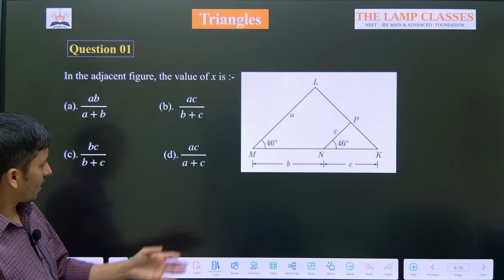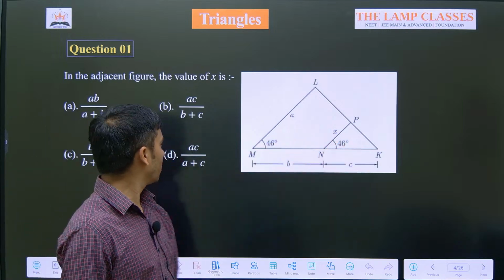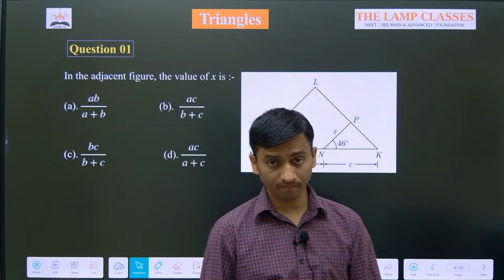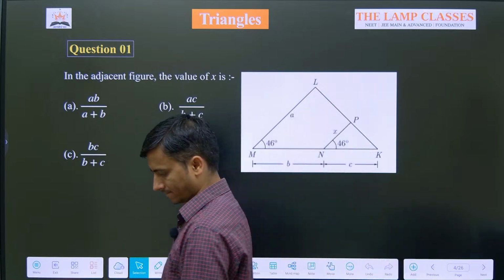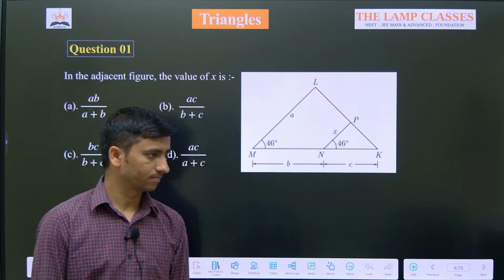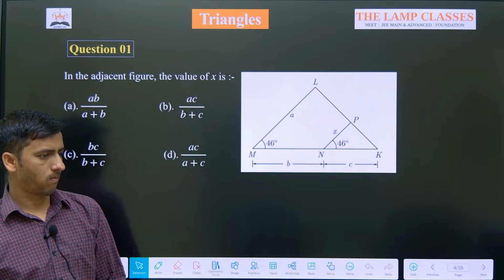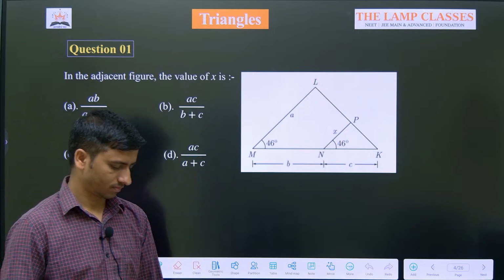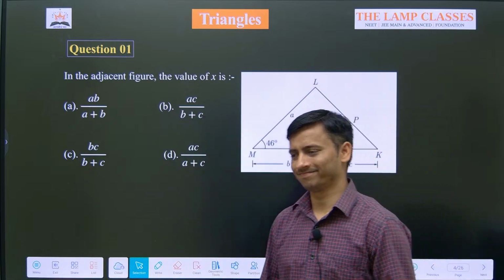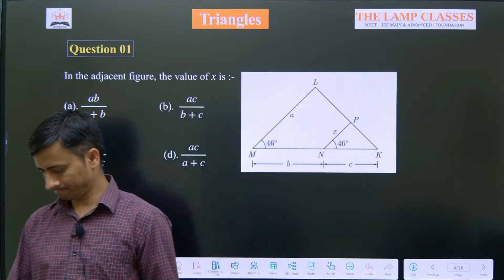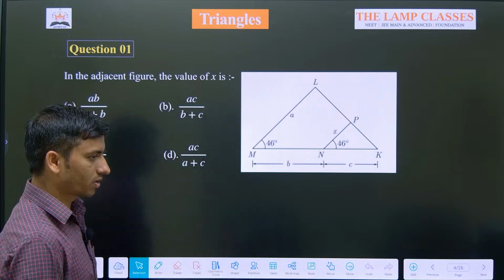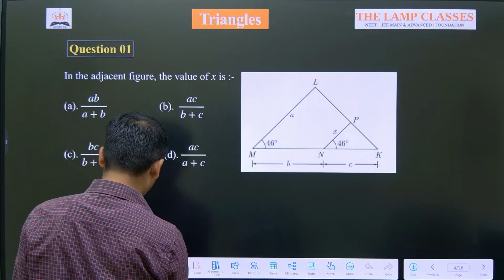In this figure they have already given all the information in the diagram itself. So what will be the value of x? Okay, let's solve it. I think most of you will be able to do it.